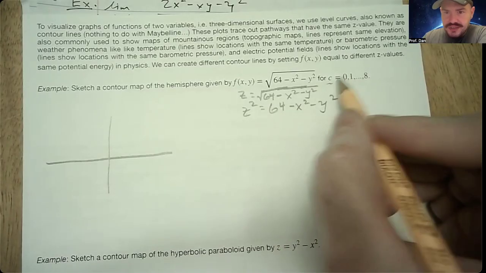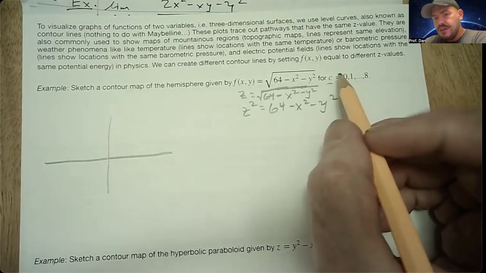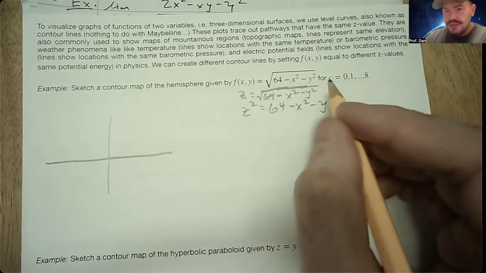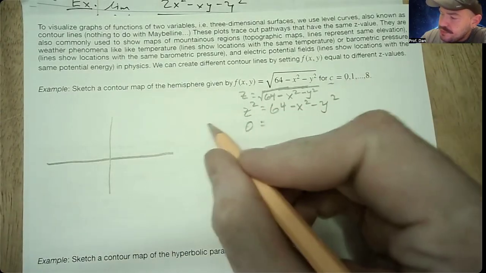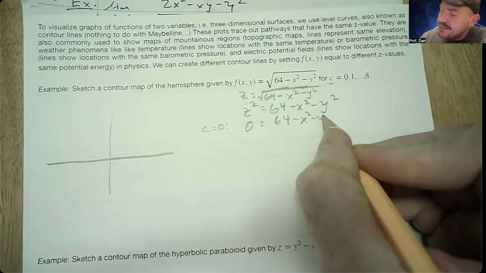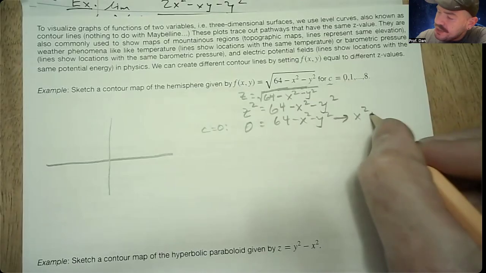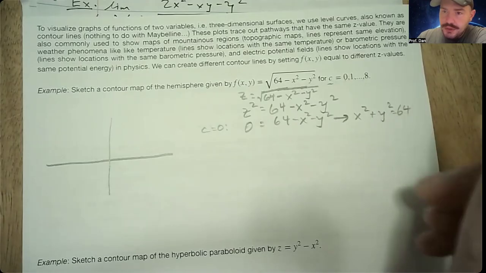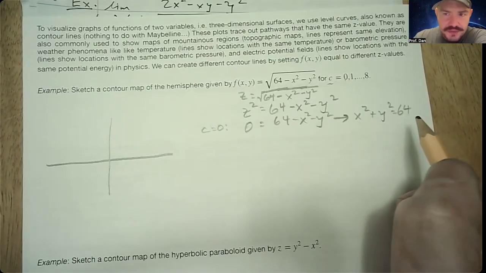So if I let c be equal to, or if I let z be equal to 0, and here I put c because that's what the textbook puts. If you see that in your homework, just know that those are values that you should plug in for z. So if I plug 0 in, I end up getting c equals 0. 0 equals 64 minus x squared minus y squared. If I rearrange that, I end up getting x squared plus y squared equals 64. And if you remember your third grade math, you'll know that that's a circle centered at the origin that has a radius of 8.